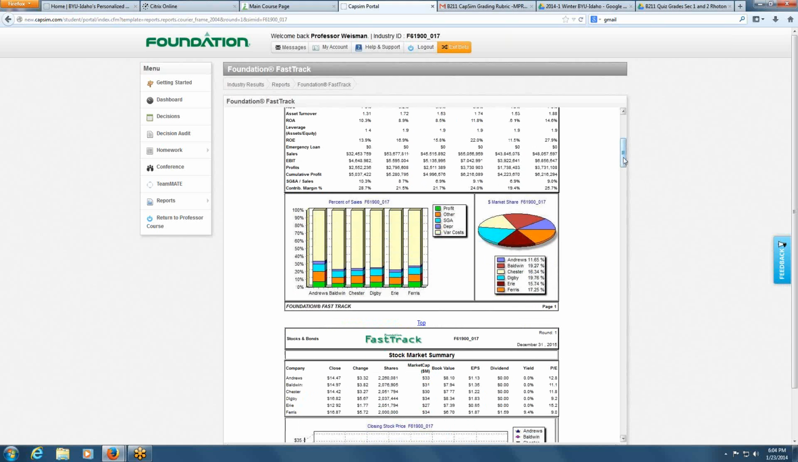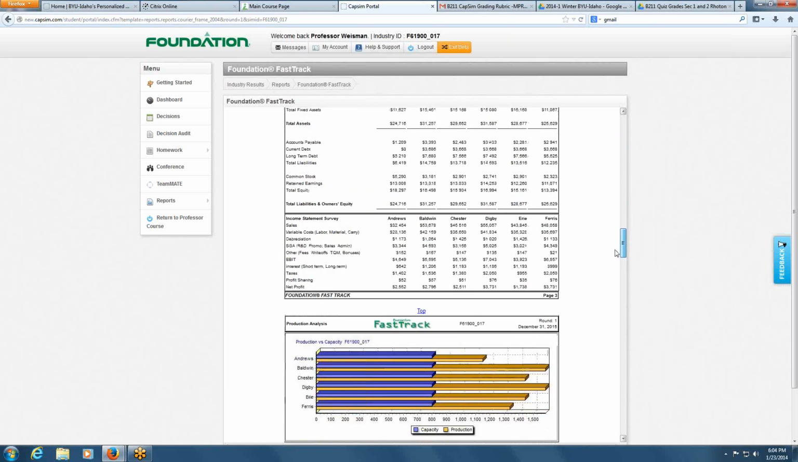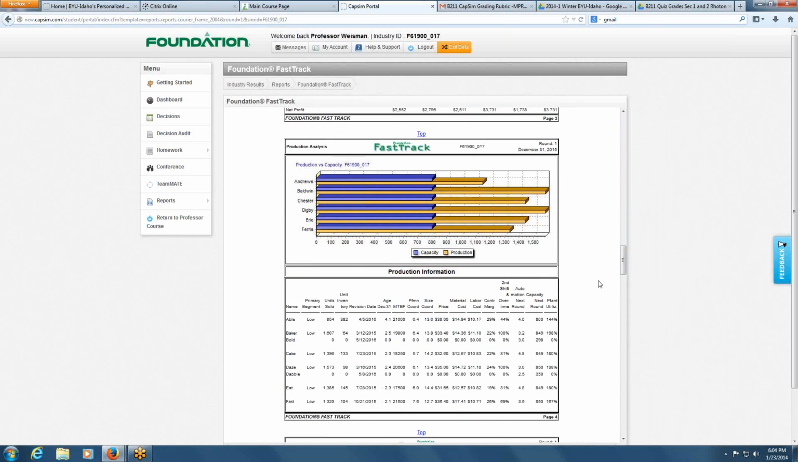So the next thing Andrews is going to do is go down and look at his production analysis. So this is the production analysis page. Your production analysis will show you how many units you actually sold, how many units you have left over that didn't sell, and it will tell you the price that you had, your performance and size and age, and your MTBF, and it will basically tell you everything about your product. So you're going through and you're saying, hey, Baker sold the most.